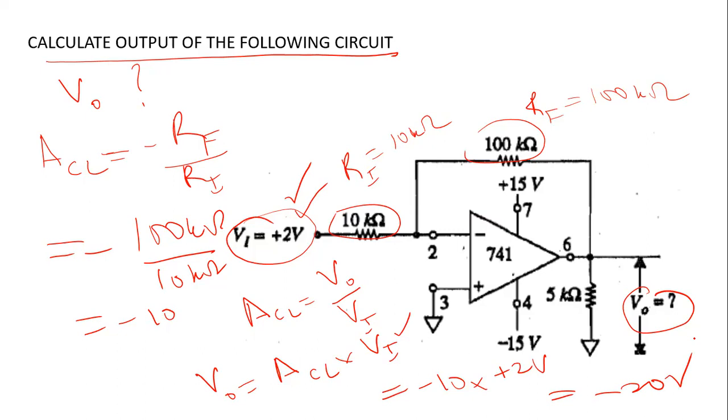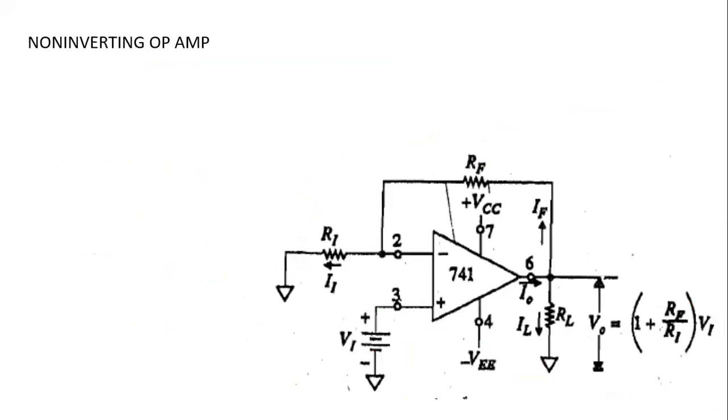Now, one thing you should remember here is that your negative DC power supply here is minus of 15 volt. So it cannot go below this minus of 15 volt. It will saturate at minus of 15 volt. Okay, it cannot exceed that minus 15 volt. So that's a very simple example.